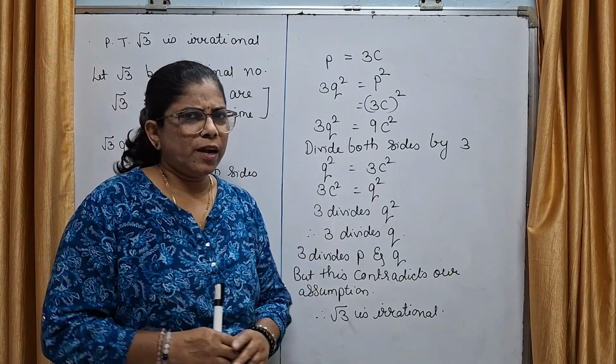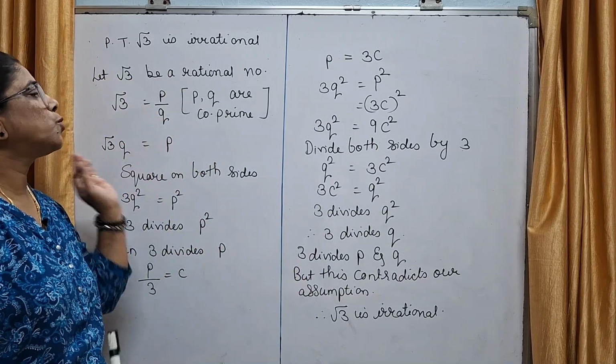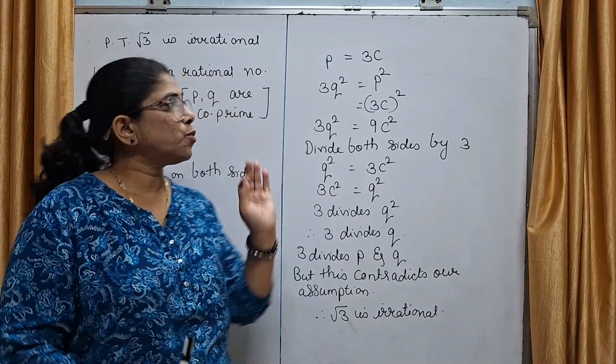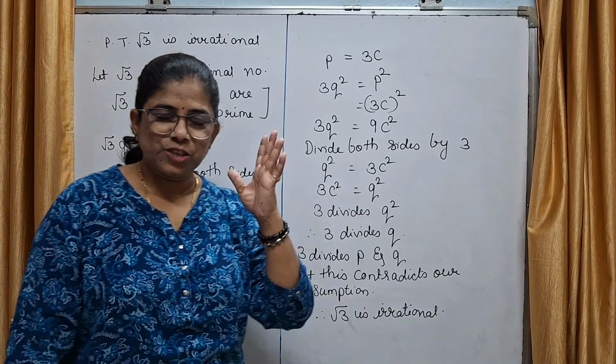We have already proved that root 2 is irrational. On the same lines, we proved that root 3 is irrational. And similarly, we can also prove that root 5 is irrational. And that we will be solving in our next video.